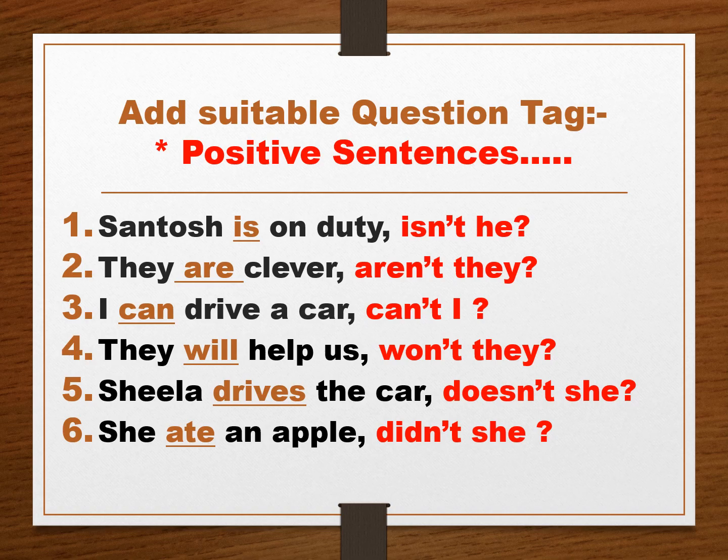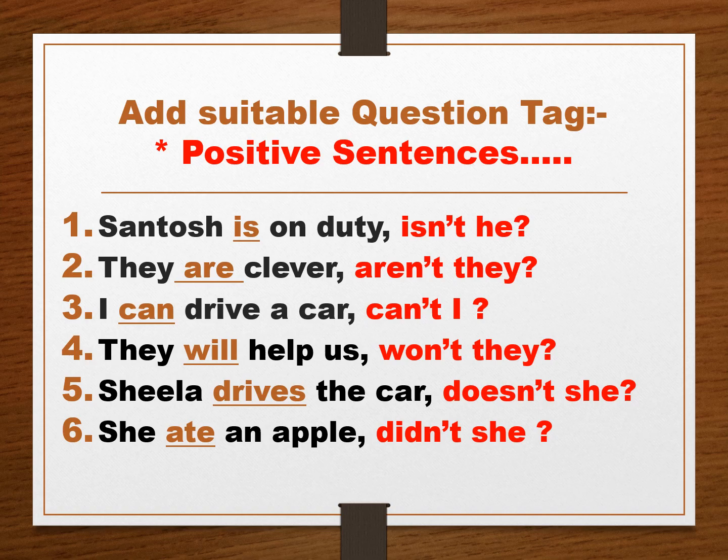And we never use nouns in the question tag. So since it is Santosh, we have taken the subjective pronoun, he. Now our tag is ready, that is isn't he. Santosh is on duty, isn't he? So like this, by adding the tag to the given sentence, we will transform the assertive sentence or any type of sentence into an interrogative sentence, that is a question.